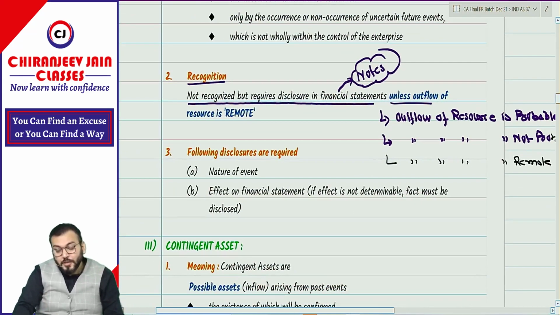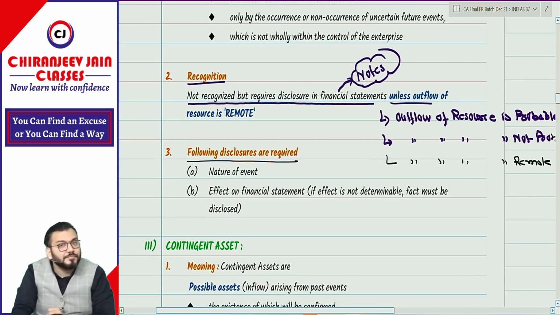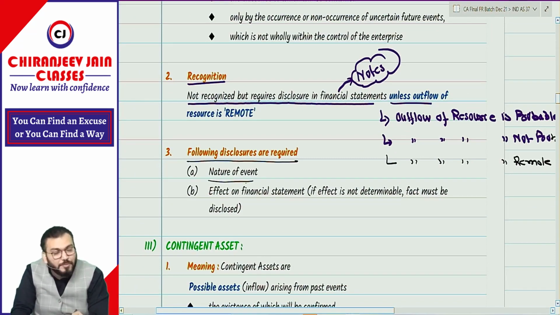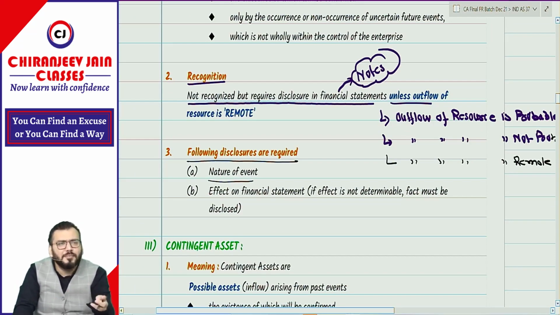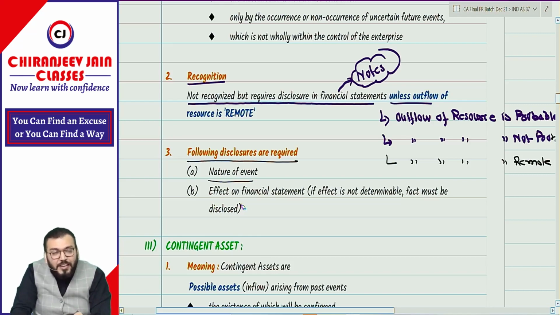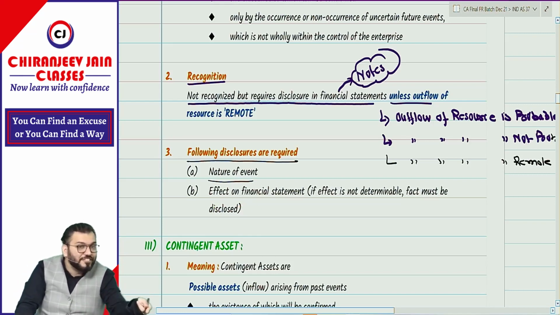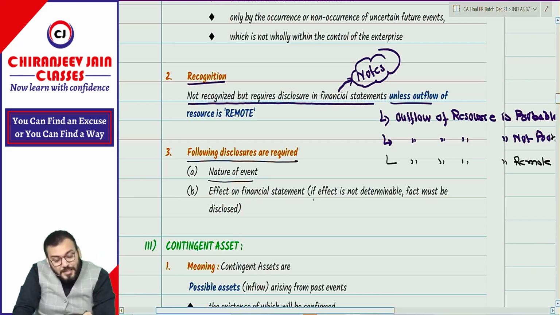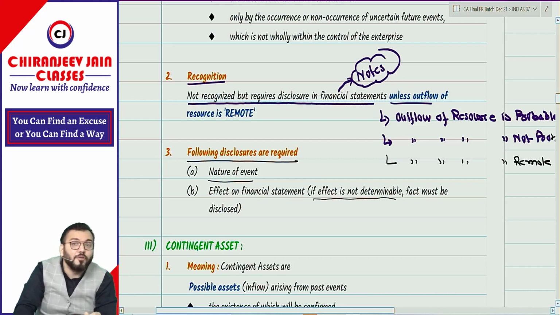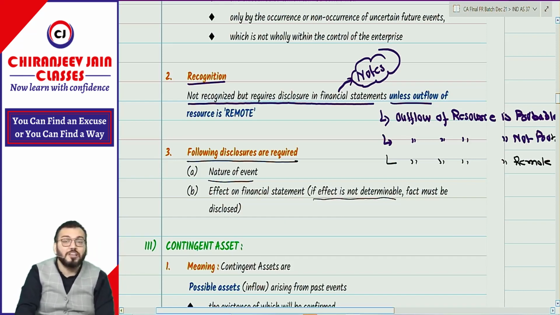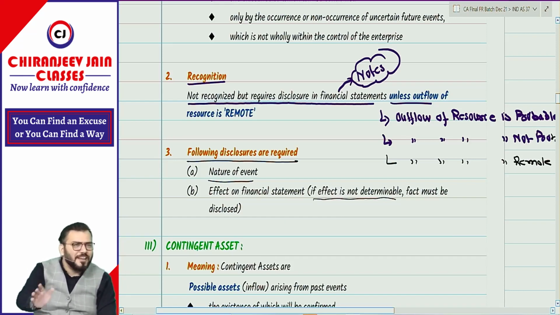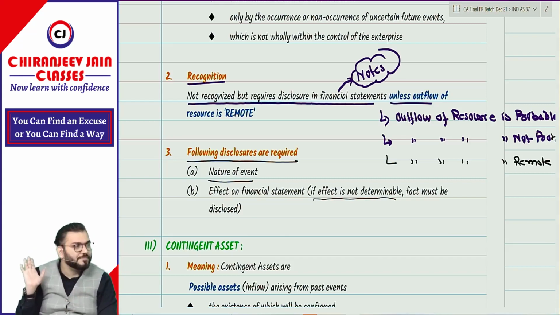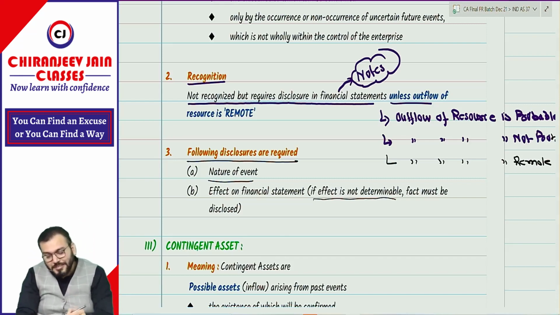Yes, sir. Following disclosures are required for contingent liability. First is the nature of event. What is the event? Second, the effect on financial statement if it can be measured. Effect on financial statement means amount which can be measured. And if the effect is not determinable, means if the amount cannot be measured, the fact should be disclosed that we are not able to measure it. Understood? Yes, sir, we are.